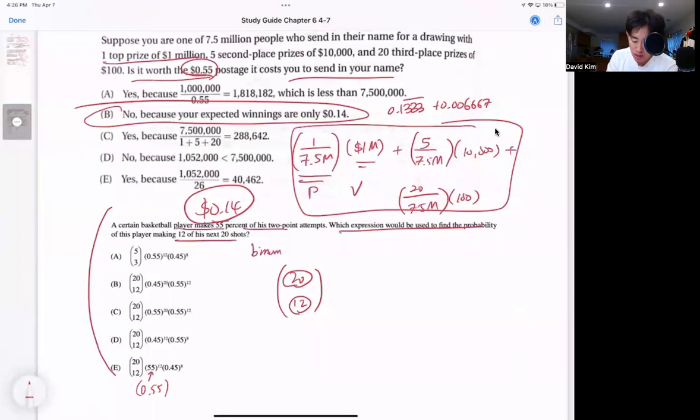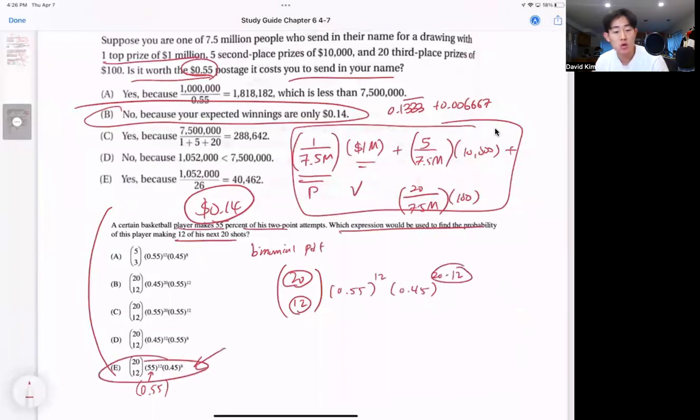This is definitely going to be a binomial PDF question once again. So the probability of making is 0.55 raised to the power of 12, times 0.45 raised to the power of 20 minus 12, which ends up becoming 8. So this is the correct answer, which is E.